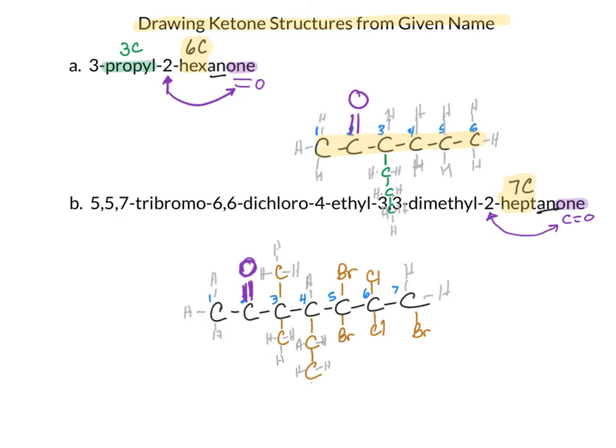And there's our structure. We have our 5,5,7-tribromo-6,6-dichloro-4-ethyl-3,3-dimethyl-2-heptanone. So as you can see, you can do very busy structures just methodically going through the name. You will not be given anything this challenging on either the homework or your exams.